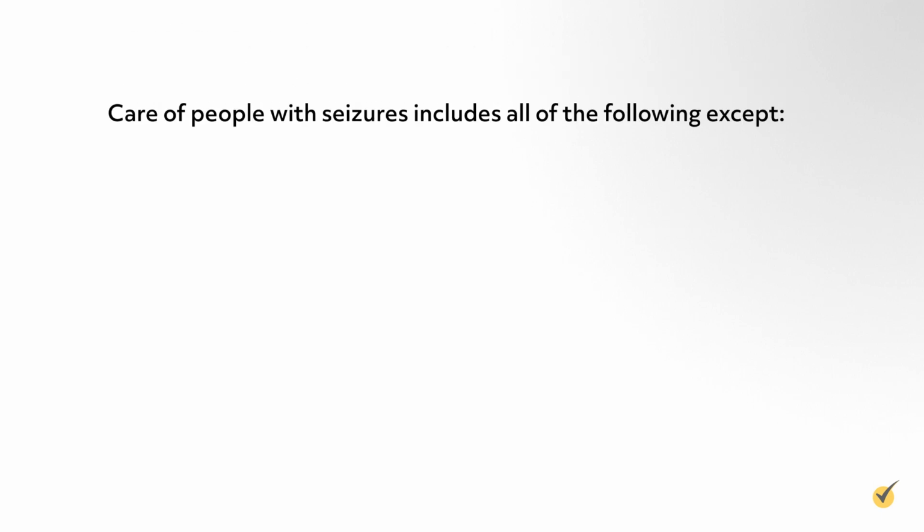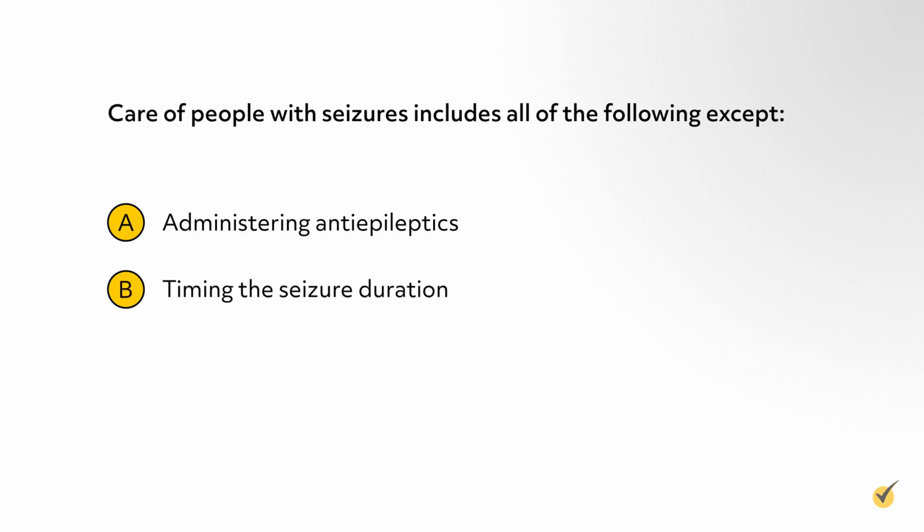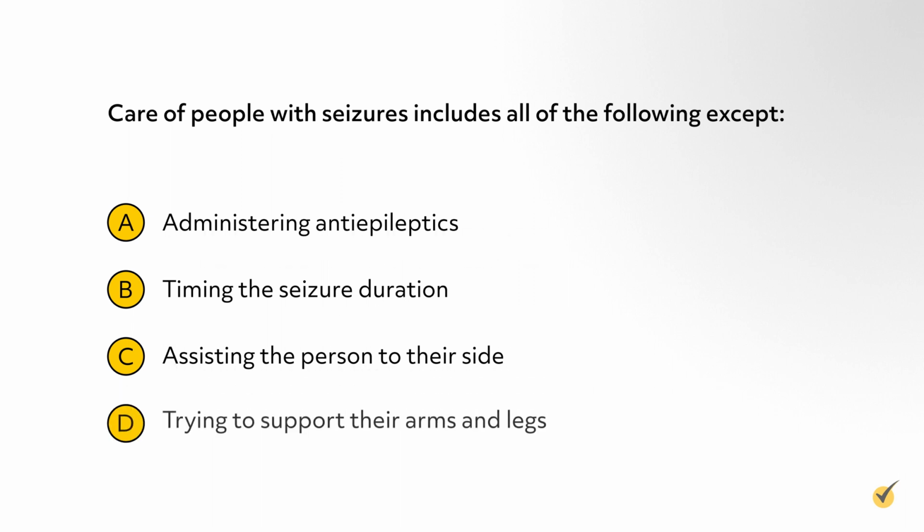Number 2, care of people with seizures includes all of the following except A, administering anti-epileptics, B, timing the seizure duration, C, assisting the person to their side, or D, trying to support their arms and legs. The correct answer is D.